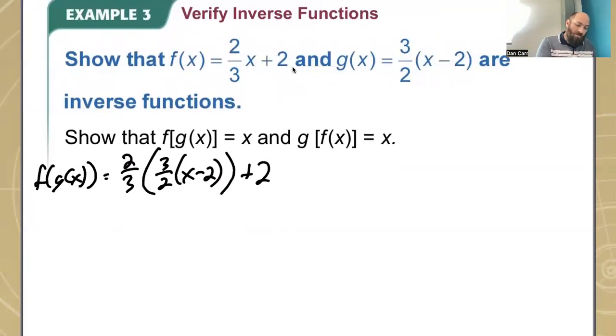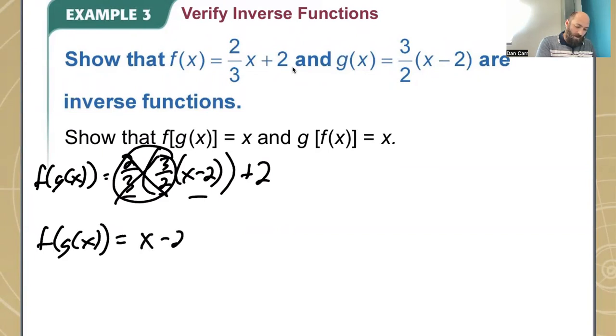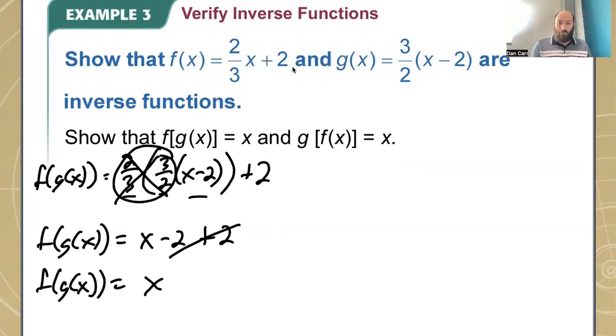Okay, now because it's all multiplication here, here, and here, I can actually just choose to do this first. 2/3 times 3/2 will actually cancel each other out. So f of g of x is equal to x minus 2 and then plus 2. So the negative 2 and positive 2 will cancel each other out as well. So I end up with just x.